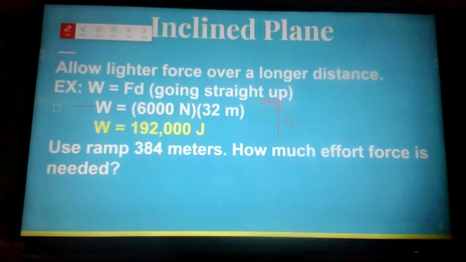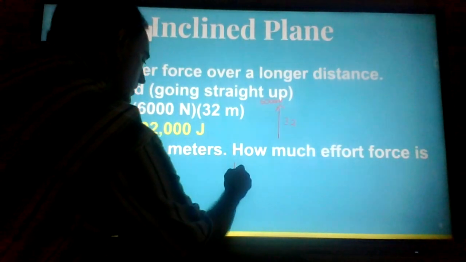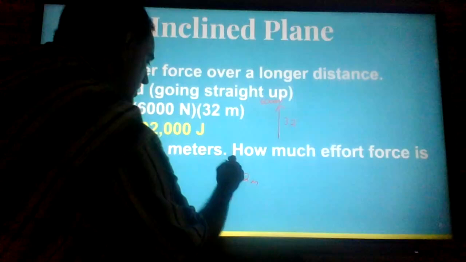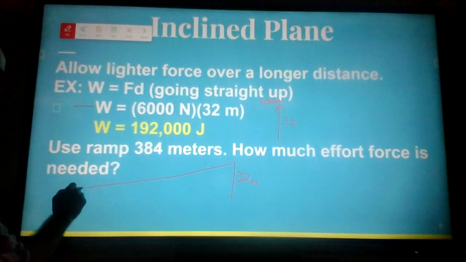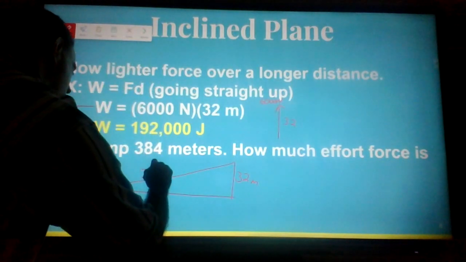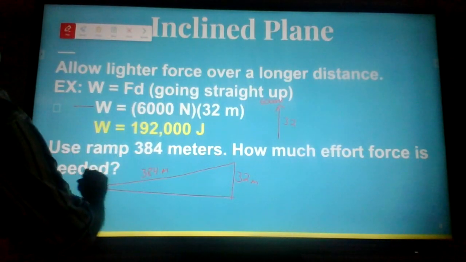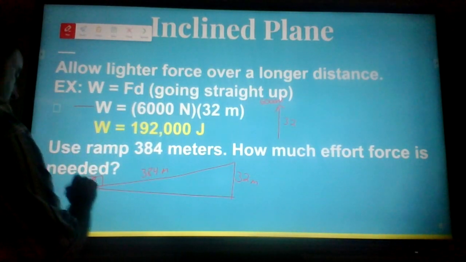Now, this isn't going to be drawn to scale, but remember, no matter how long the ramp is, the block's going to end up 32 meters high, way out here, assuming I draw well, for a distance of 384 meters. How much effort will it take to move that big block up this ramp right here?